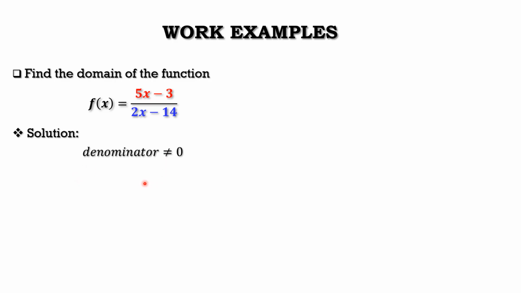Now we are going to set the denominator to be not equal to 0. So doing that, we have the denominator, which is 2x minus 14, not equal to 0. Then we solve for the x values that are supposed to be excluded. So the minus 14 will cross the equal sign. Then we are going to have 2x not equal to 14. Dividing both sides will give us x not equal to 7.